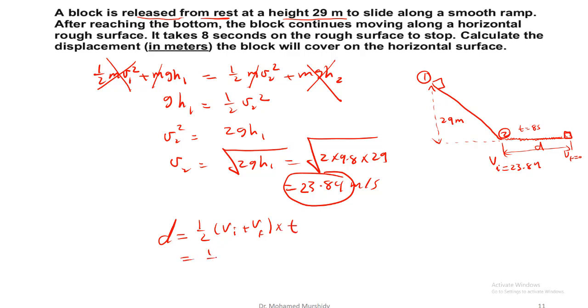So in this case, D equals half of 23.84 plus 0, multiplied by 8. That should end up with a distance of 95.36 meters.